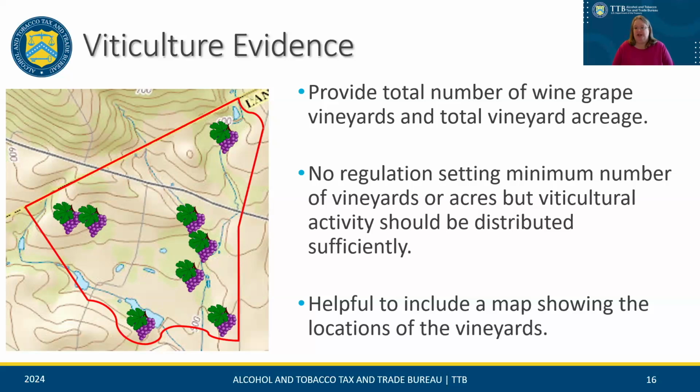TTB does not have a regulation that sets a minimum number of vineyards or minimum number of vineyard acres that have to be within an AVA, but viticultural activity should be distributed sufficiently to show that it is a grape growing region, and it also helps to justify the size of your AVA. And to show that your vineyards are sufficiently distributed throughout your proposed AVA, it's very helpful to include some sort of map that shows the approximate locations of the vineyards within your AVA.